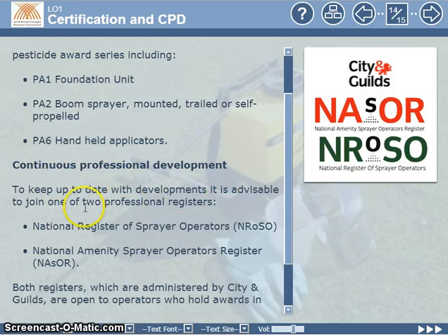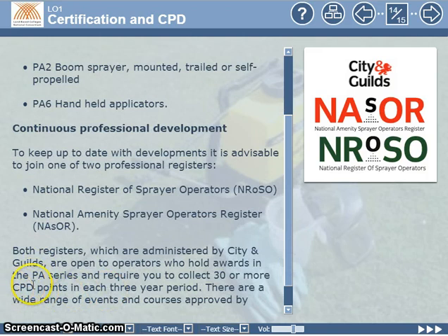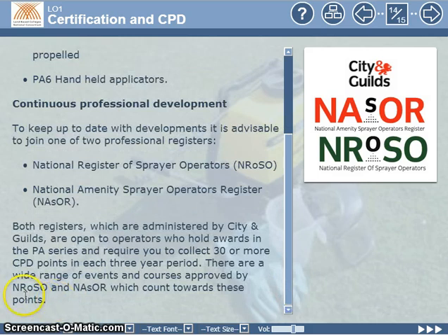Continuous professional development. To keep up to date with the developments, it is advisable to join one or two professional registers. These are the National Register of Spraying Operators or the National Amenity Sprayer Operator Register. Both registers, which are administered by City and Guilds, are open to operators who hold awards in the PA series and require you to collect 30 or more CPD points in each 3-year period. There are a wide range of events and courses approved by NROSO and NASOR which count towards these points.